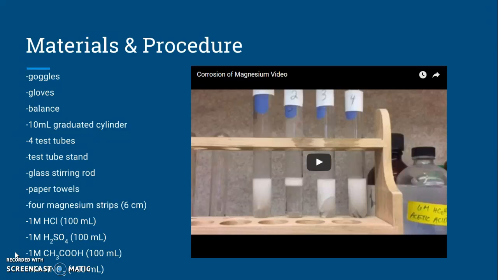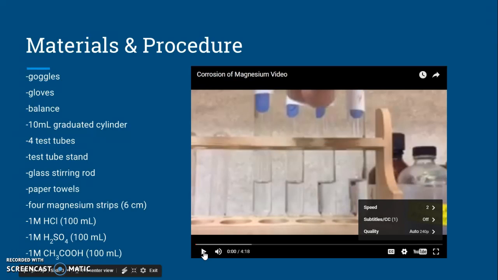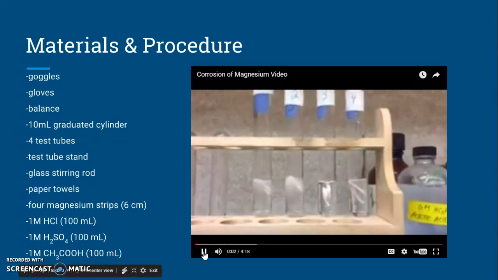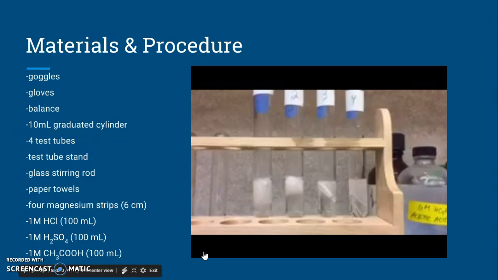Here's a short video of our lab. We will discuss the procedure as it occurs. First, we put on goggles and gloves before handling any chemicals. Then we cut 4 strips of magnesium that are 6 centimeters long each and took the mass of each strip and recorded to the hundredths place in a table.